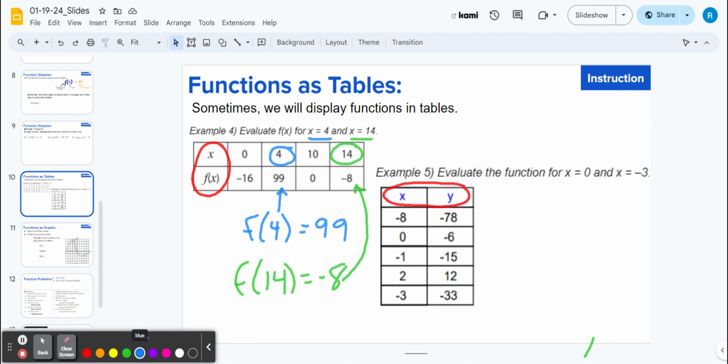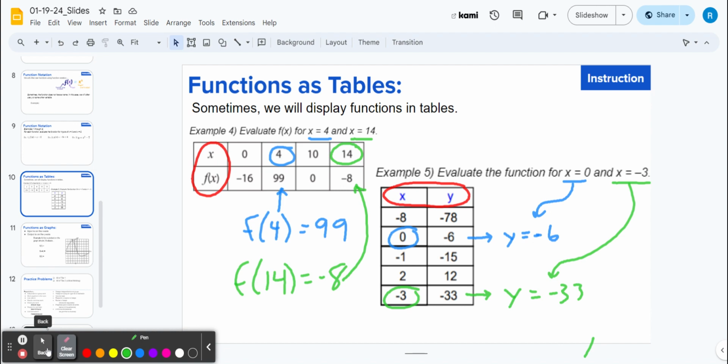So we're finding it for x equals 0 and x equals negative 3. At x equals 0, I just go down, I find x equals 0, I look at what that output is there, and so we have y equals negative 6 for x equals 0. I'm going to make some arrows to make sure that's nice and clear. And at x equals negative 3, I find my x equals negative 3, and we get y equals negative 33, and this happens when our x is equal to negative 3.